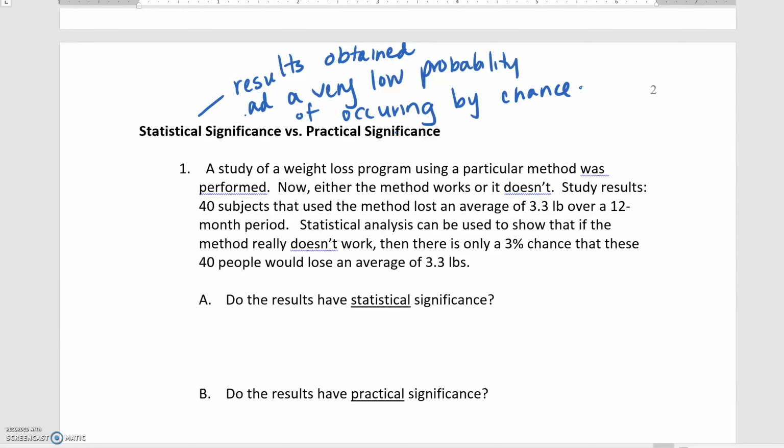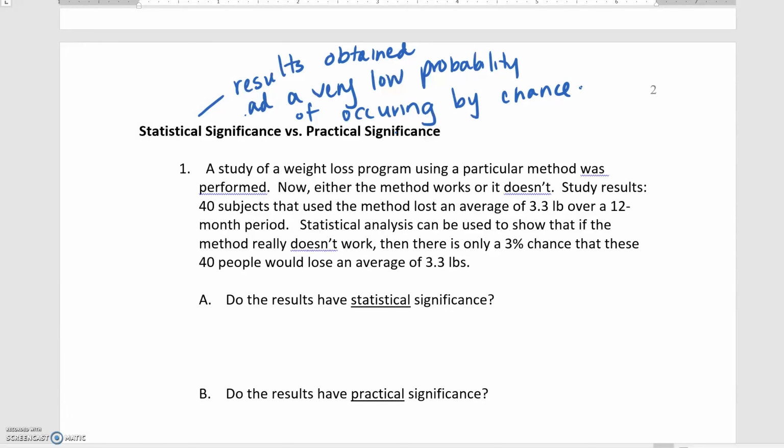Okay, now practical significance just means, does it make sense to you in your everyday life? And people might have slightly different opinions on what is practically significant or not based on their situation. But another way just to think of it casually is, would you recommend that to a friend? Or would you want to have that treatment?